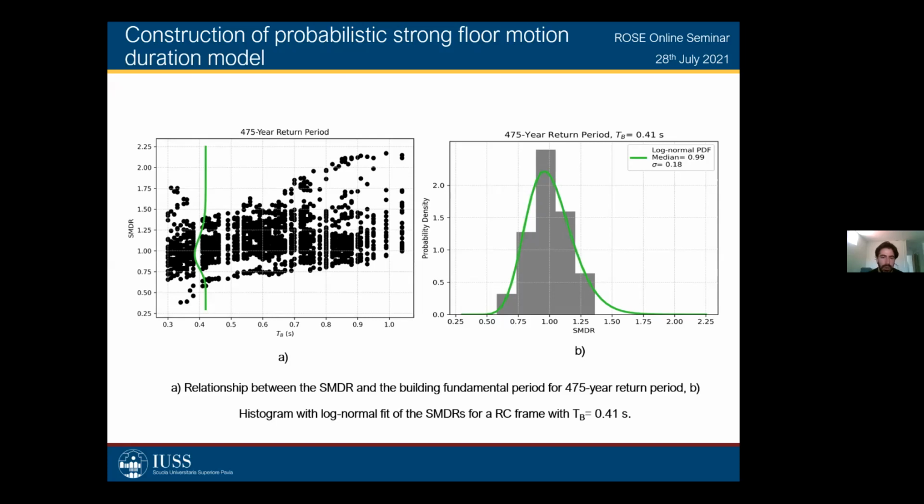And each of the dots of the vertical stripes represents one ground motion. So in order to develop the model, what we are going to do is fit a probability distribution to each of these vertical stripes, to try to find later on a regression model that can give us an estimate of the moments of that particular distribution.